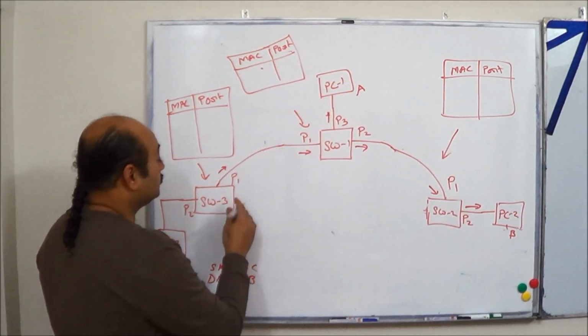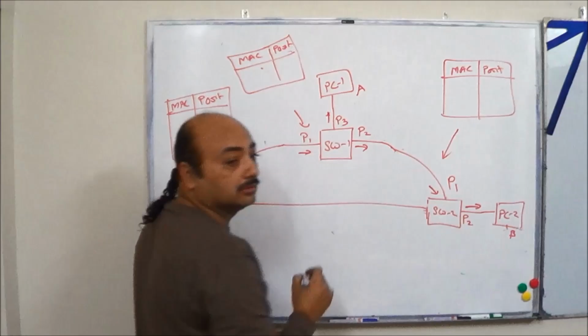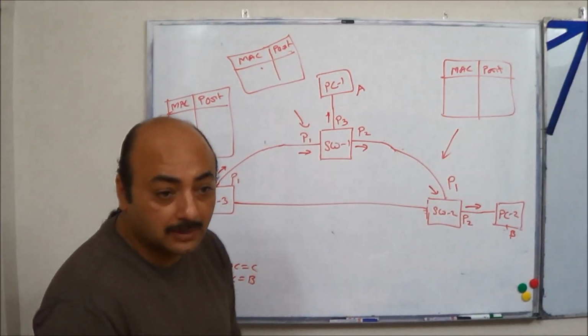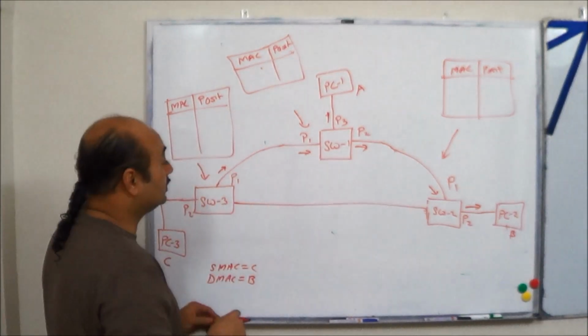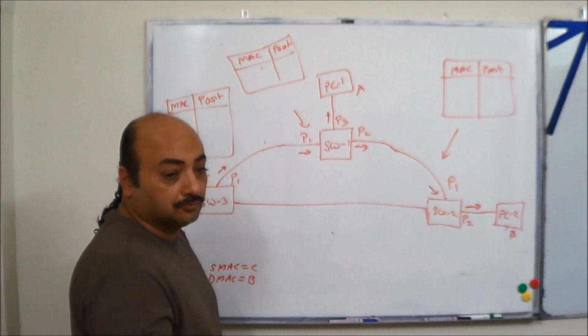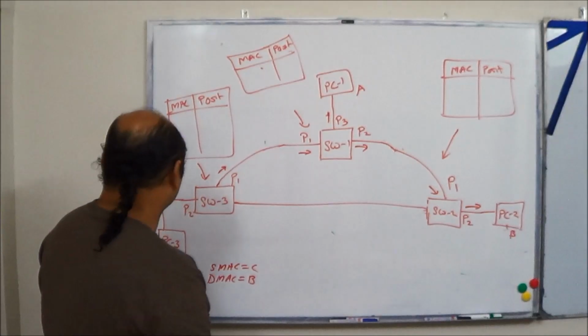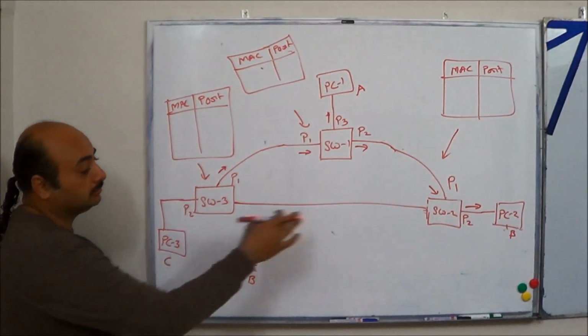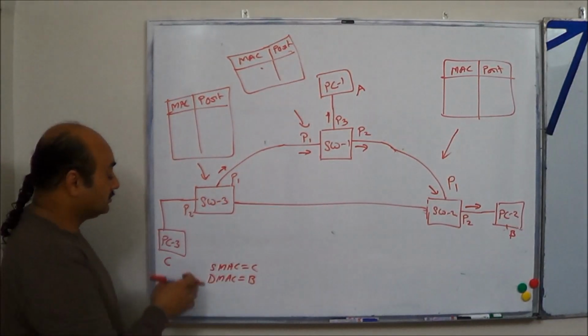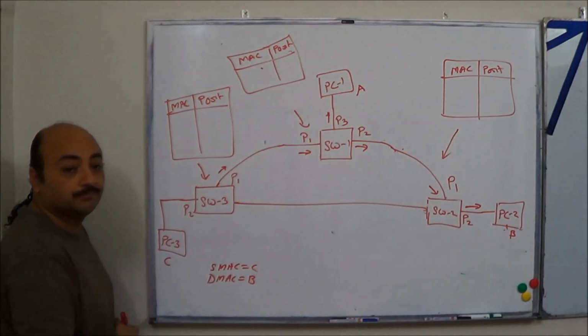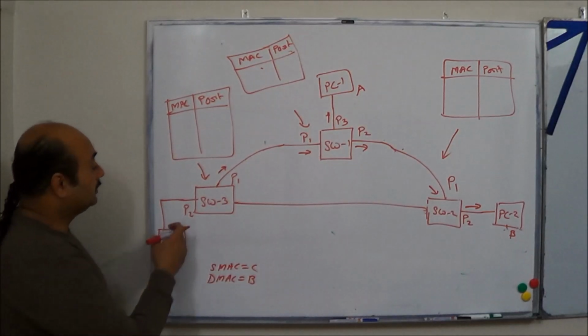Now we are connecting this thing, but there may be some problem with this part also. Everything comes with positive and negative characteristics. So now, let's start over. PC3 wants to send to PC2. Source MAC address C, destination MAC address B. It forms the frame and sends it to the switch.